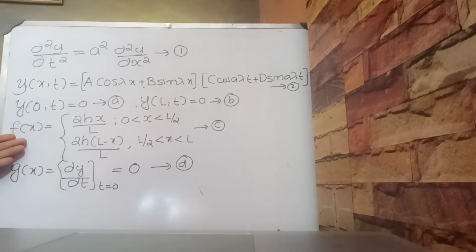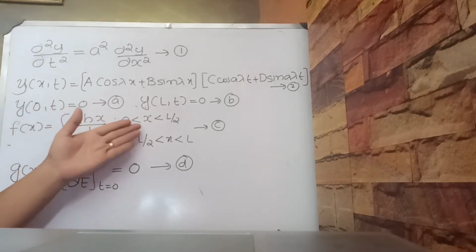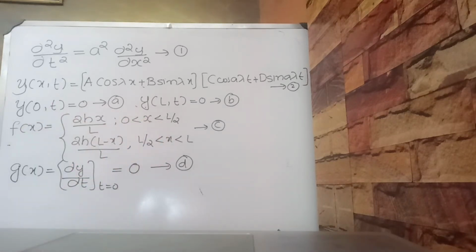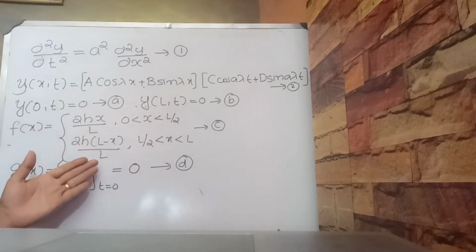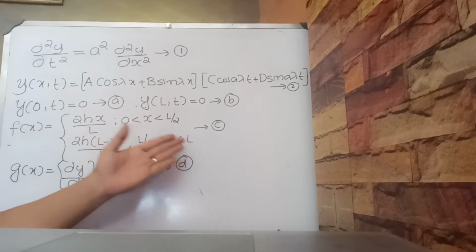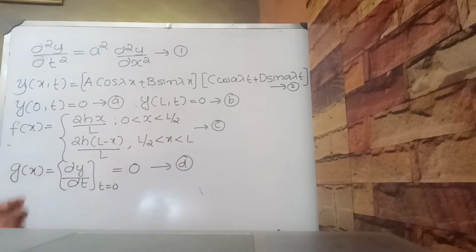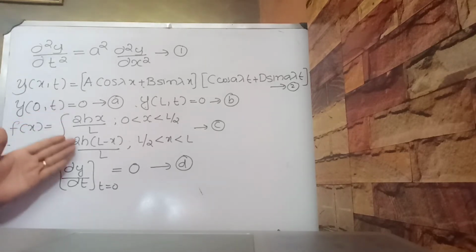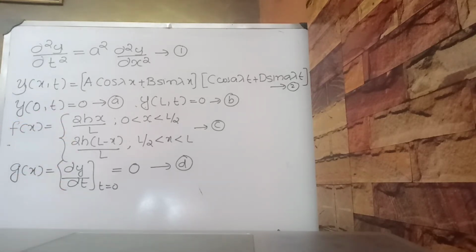Now f(x), that is the initial displacement, is 2hx/L when 0 less than x less than L/2 and 2h(L minus x)/L in the case L/2 less than x less than L. And since the string is released from rest, the initial velocity is 0. We have g(x) equal to ∂y/∂t at t equal to 0, which is 0. So the initial displacement is given by this function and the initial velocity is 0.